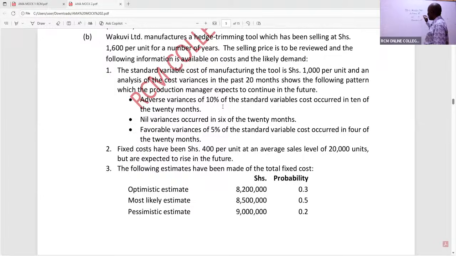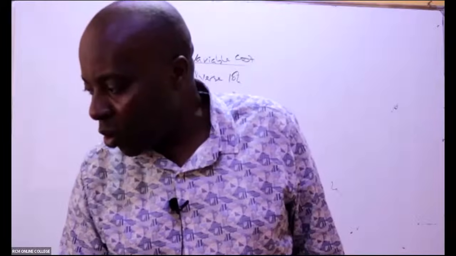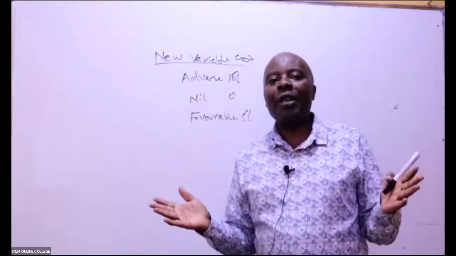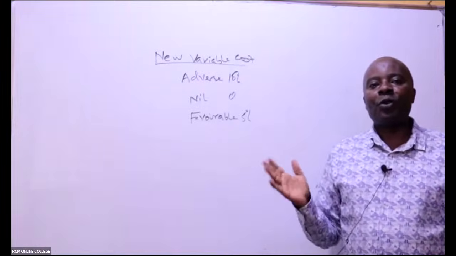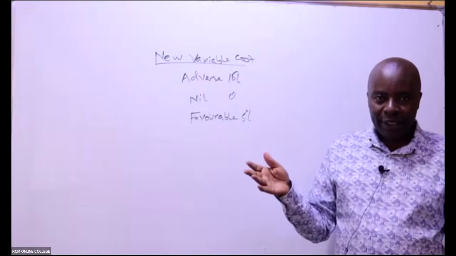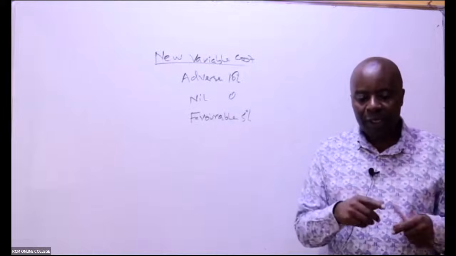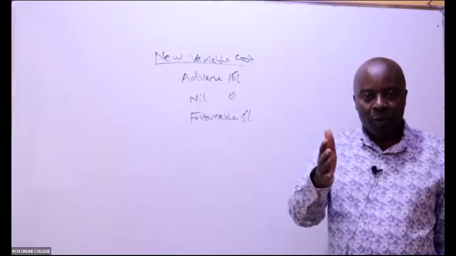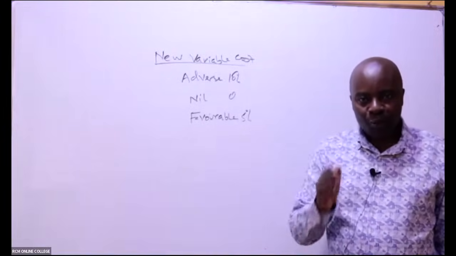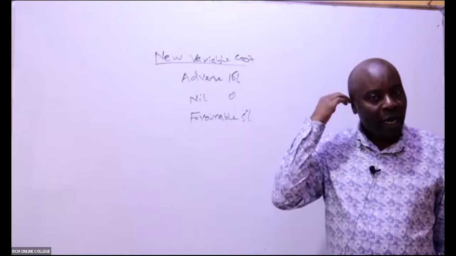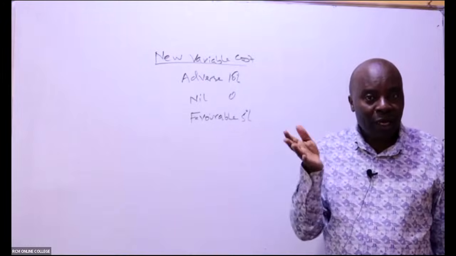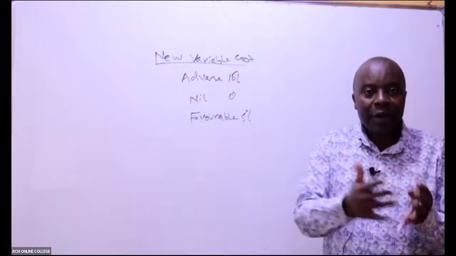Now, ladies and gentlemen, please talk to me this morning. Whenever a variance is adverse cost-wise, what does that really mean? You had planned to get into a matatu to go to Mombasa, planning to pay 2,000 bob. When you come to the stage, they tell you that the price is 3,000. This is a cost, so it's an adverse variation.